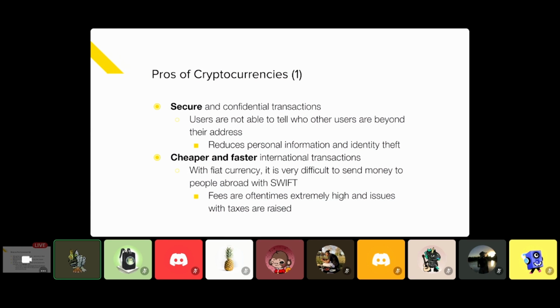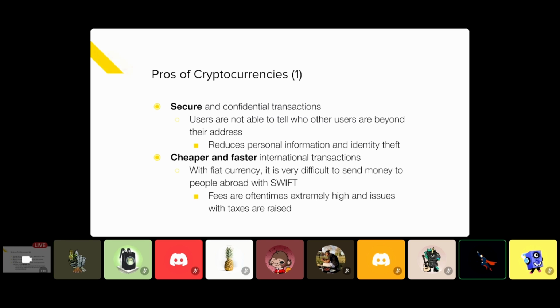Some pros of cryptocurrency are that it's secure and confidential, because you can never tell who people are on the blockchain aside from their Ethereum address or whatever they're sending through. That means identity theft and personal information cannot be leaked, since this is not attached to a single person's name. Also, it's cheaper and faster for international transactions. With fiat currency, it's very difficult to send money to people abroad. But with cryptocurrency, there are networks such as Polygon and others where you can send thousands and even millions of dollars for a fee of less than 1 cent, compared to fiat dollars, which have a lot higher fees.